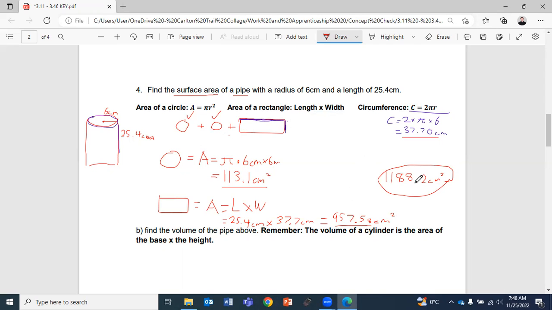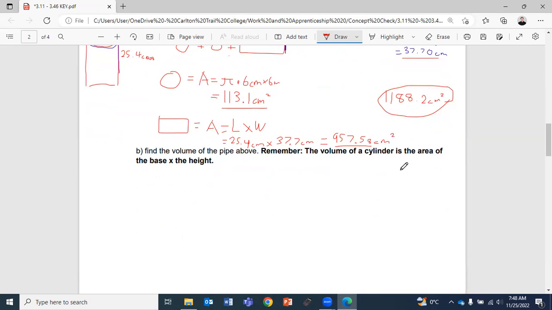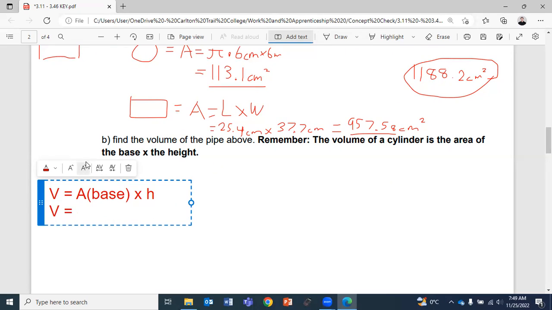Perfect. So now what I want to do is find the volume of the pipe. The volume of a cylinder is the area of the base times the height, right? So the volume of my cylinder is equal to, I'm going to zoom in a little bit, make this a little bit bigger. So the volume is equal to the area of the base times the height, right? Times h.